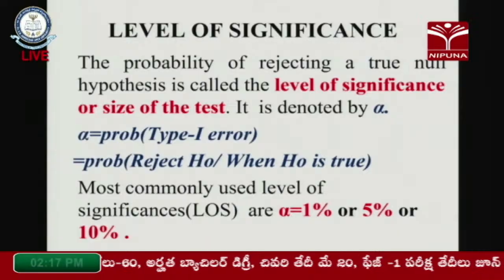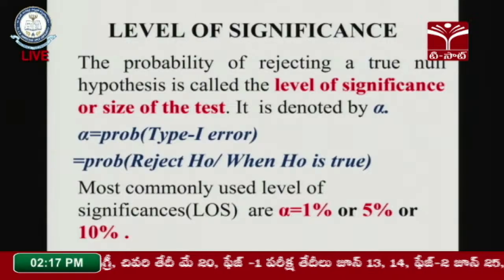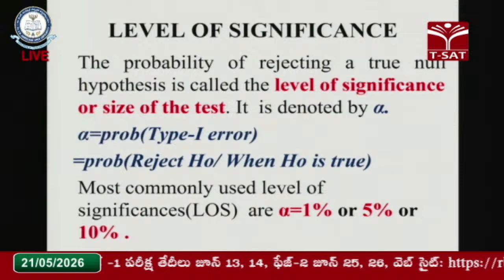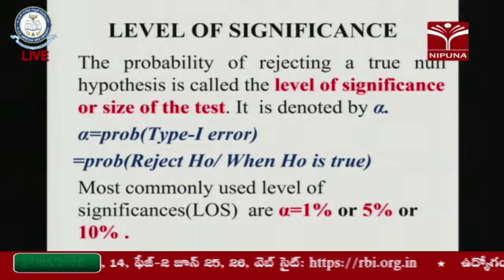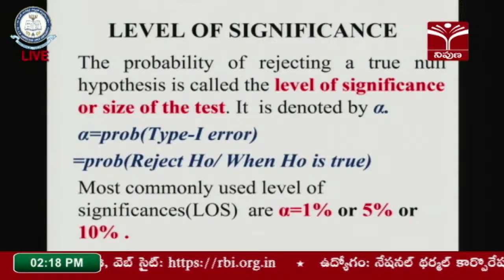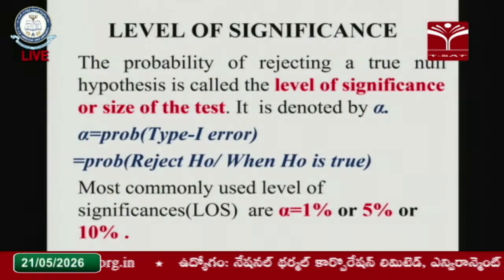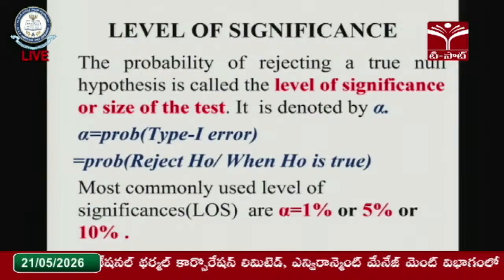Previously we defined type 1 error. Type 1 error is represented by which notation? Alpha. Rejected one only. Type 1 error means what? H0 is true, but we reject H0. So what is the definition? It tells about your level of significance. The probability of rejecting a null hypothesis is called the level of significance or size of the test. It is denoted by alpha. So alpha is equal to what? Probability of type 1 error. What I said just now, type 1 error. That means probability of rejecting H0 when H0 is true.